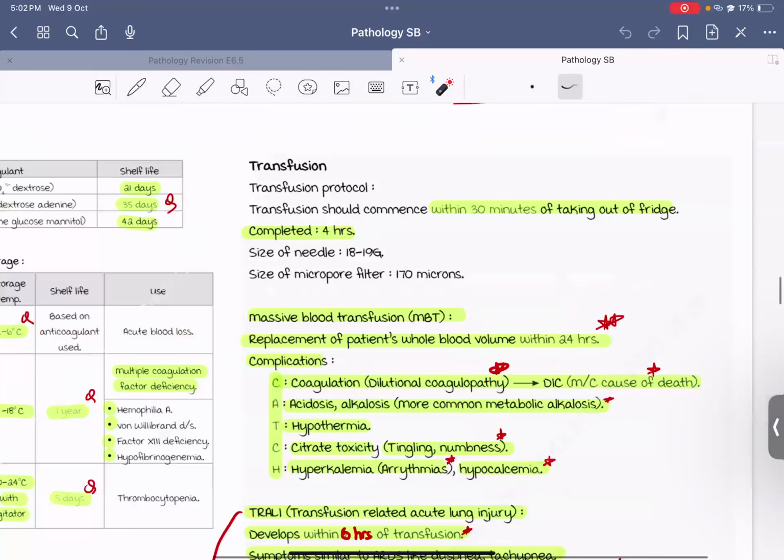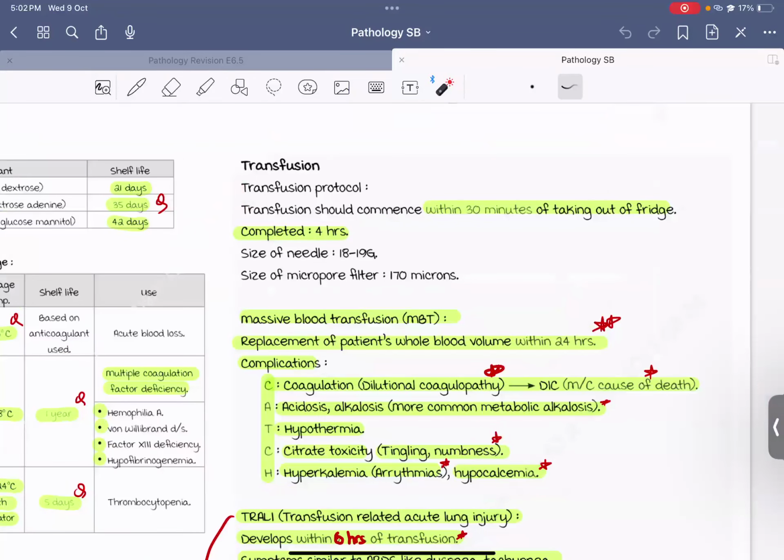What is the transfusion protocol? Whatever transfusion is taking place, it should be commenced within 30 minutes of taking it out of the fridge. Whenever we are transfusing blood, as soon as we have taken it out of the fridge, whatever the blood product is, it should start within 30 minutes. So you have to remember this numerical value, 30 minutes, and it should be completed within 4 hours. Okay, it should start within 30 minutes, and it should be completed within 4 hours.